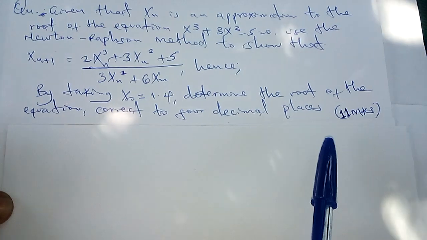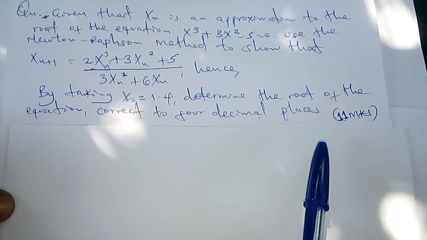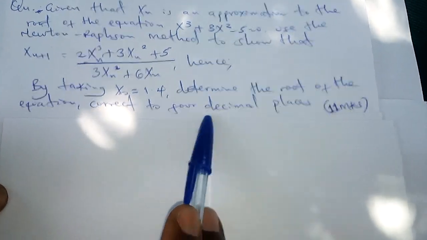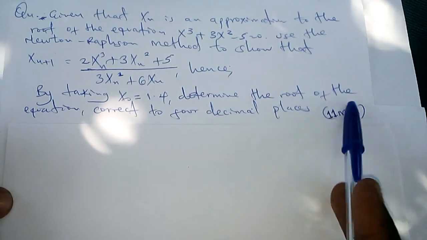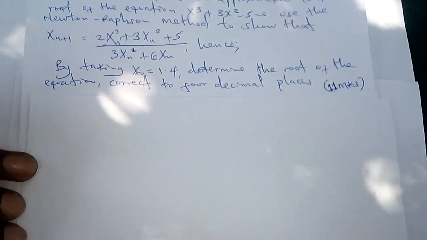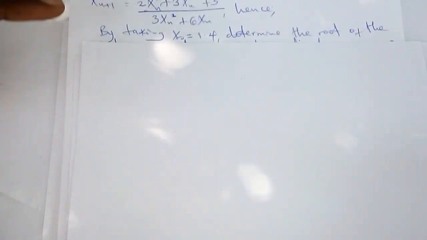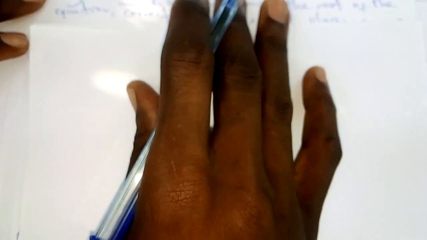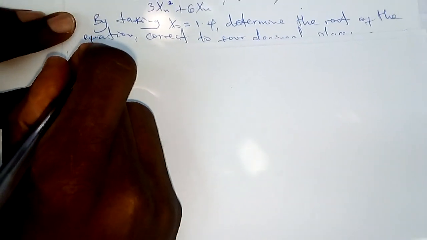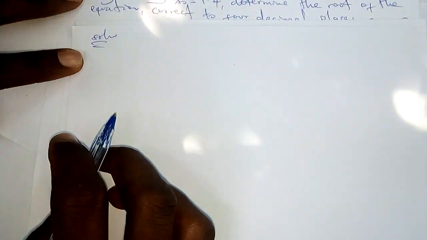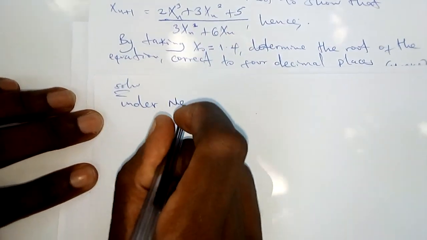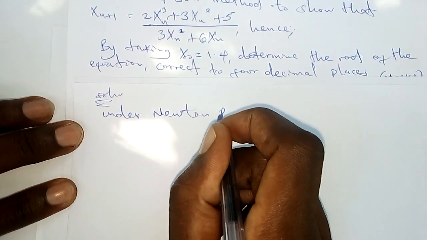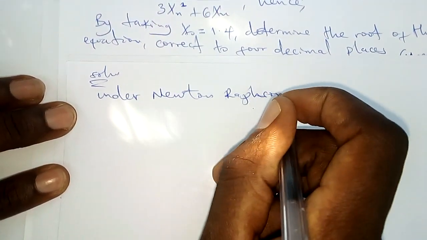Hence, by taking x naught to be 1.4, determine the root of the equation correct to 4 decimal places, and you can see it is 11 marks. Now under solution, this is a question under Raphson method.